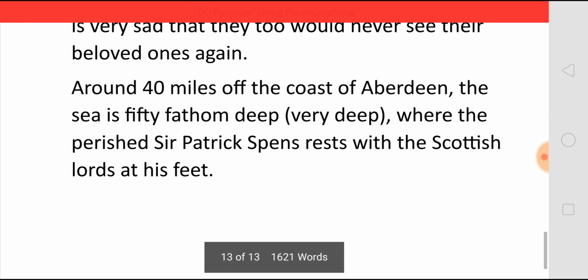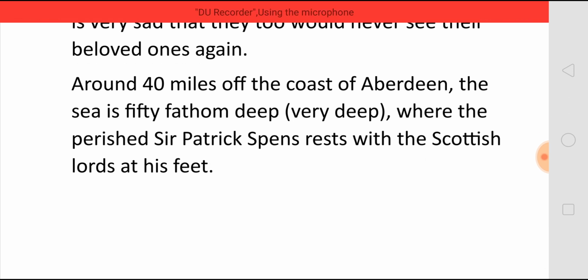Around 40 miles off the coast of Aberdeen, the sea is 50 fathom deep, that is, it's very deep, where the perished Sir Patrick Spens rests with the Scottish lords at his feet. And here ends the ballad.